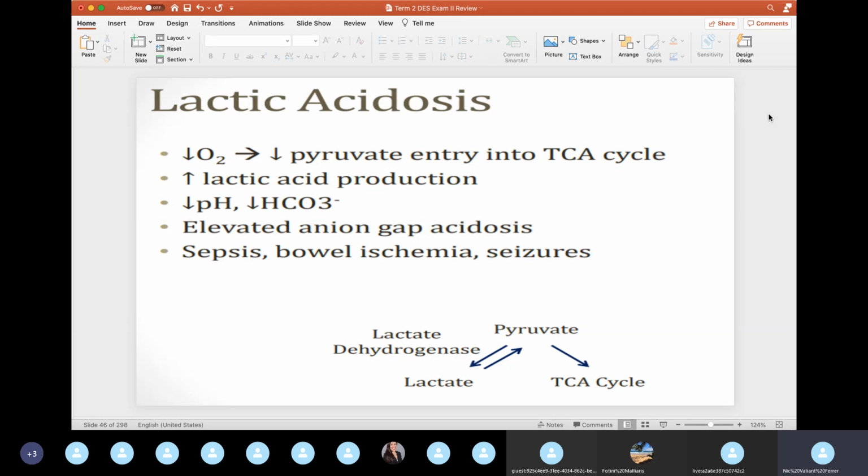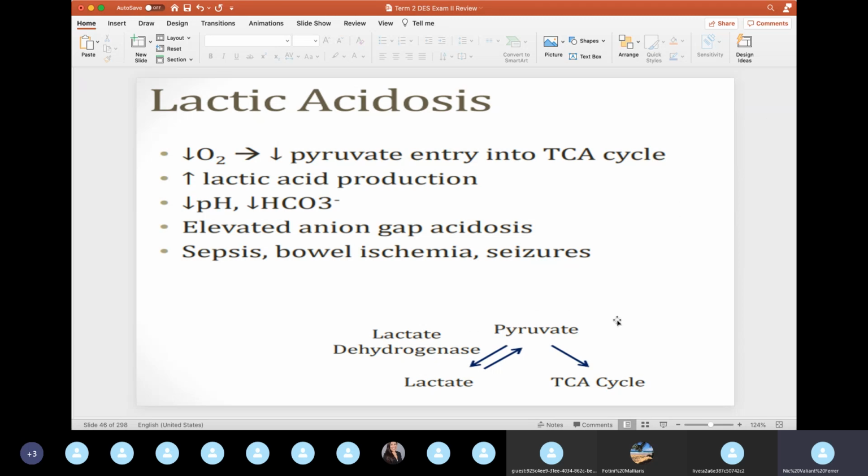So most commonly seen in alcoholics, actually. So it elevates your anion gap. Acidosis, don't forget from term 1, how to calculate your anion gap acidosis, right? Do you know the formula? Chloride minus sodium plus, okay. Revise this one then. This lactic acidosis, what can we see? We can see sepsis, you can see bowel ischemia, you can see seizures.